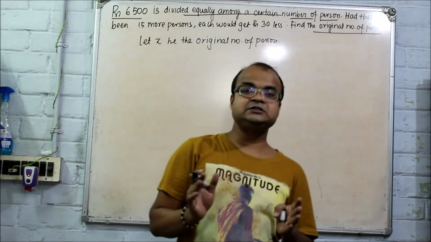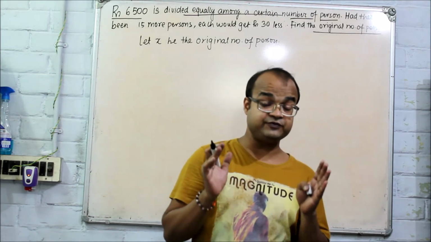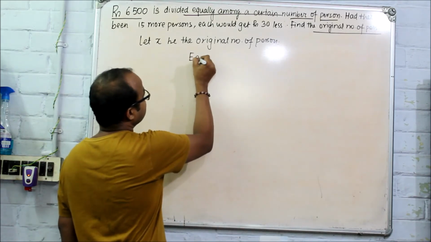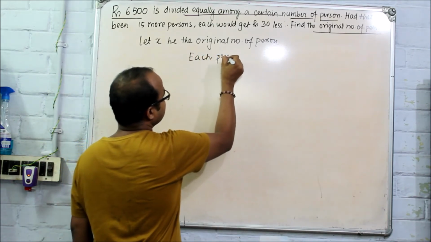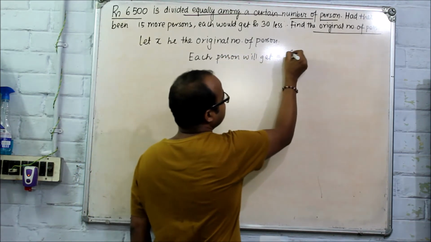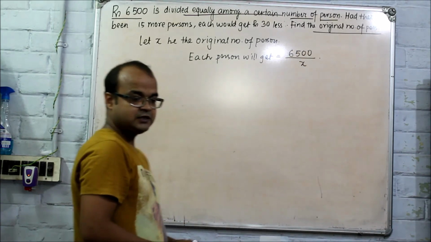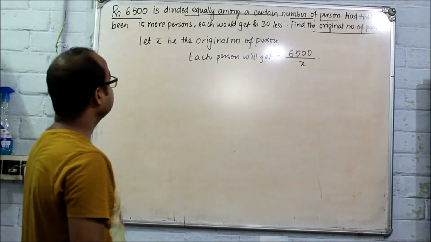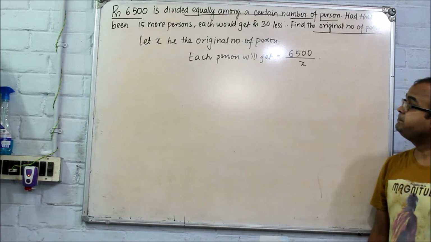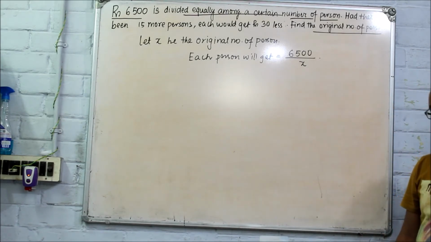Now if x is the total number of persons and you need to divide 6500 equally, then each person will get 6500 by x rupees. Now had there been 15 more persons, each would get rupees 30 less.